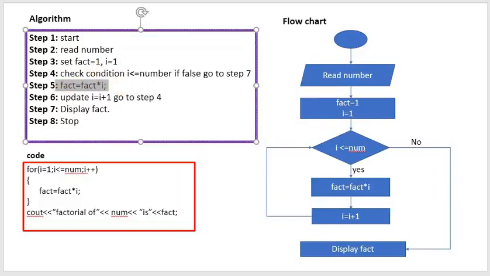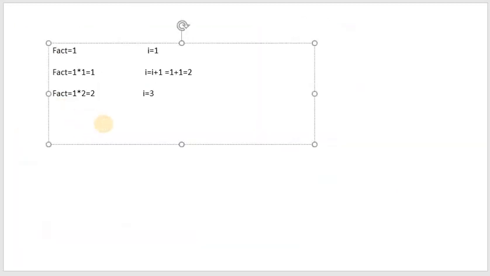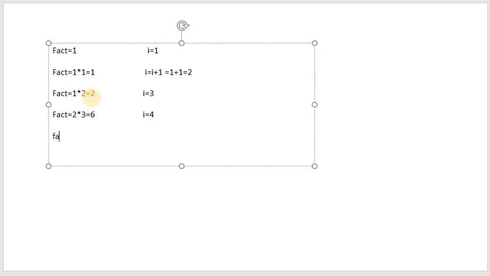As it is true, next line is fact is equal to fact into I. So now again fact becomes what? Previously fact was 2. So 2 into 3, that is equal to 6. After this you have to update I is equal to 4. And next again it is true. So again fact is equal to 6 into 4, that is equal to 24. Next I becomes 5. I is equal to 5.